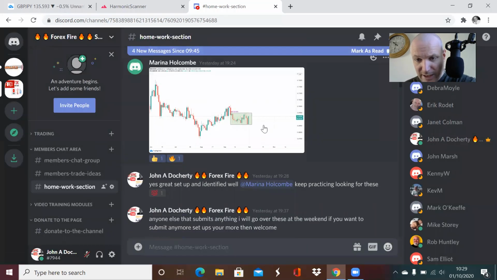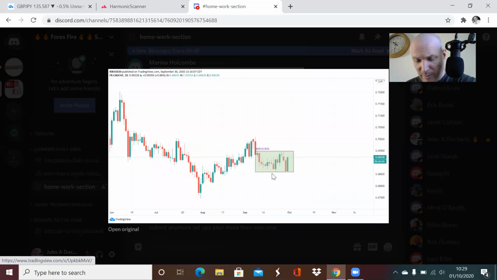Let's have a look. Marina. Again, good work by Marina. She's got this as the watch box. Nice analogy there. Creating the roof and the ceiling and then the floor as well. Remember, guys, these are daily candles here. So this has been in quite some consolidation over a course of quite some time. So well done, Marina.